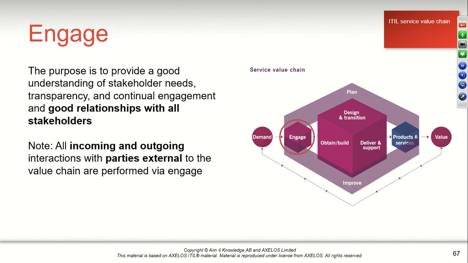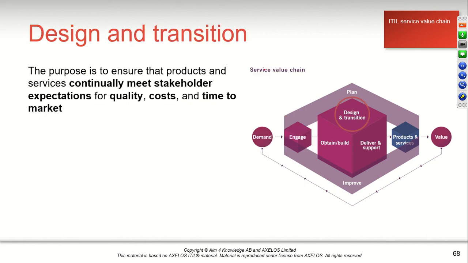Then the next one is engage. Engage is a way by which you provide a good understanding of the stakeholder needs and also maintain good relationships with all stakeholders. So at the engage level, the interaction with external parties is done via engage. All incoming and outgoing interaction with parties that are external to the value chain, the parties that are not working within this value chain, the interaction is done through the engage stage of the service value chain.